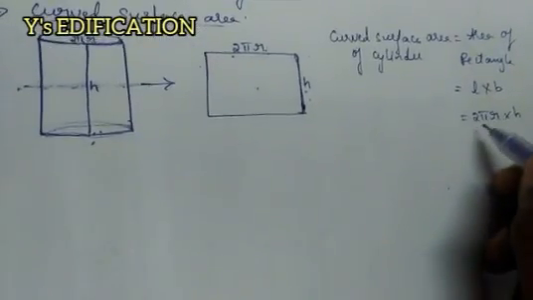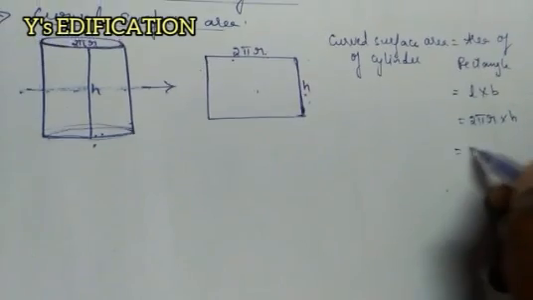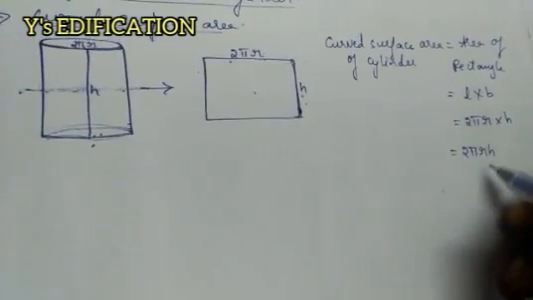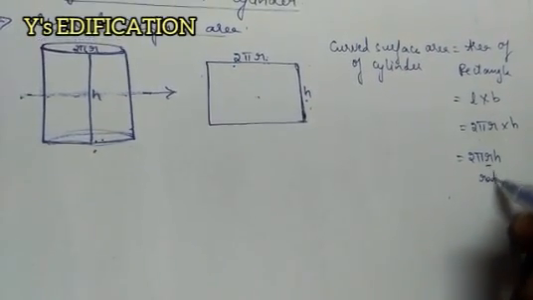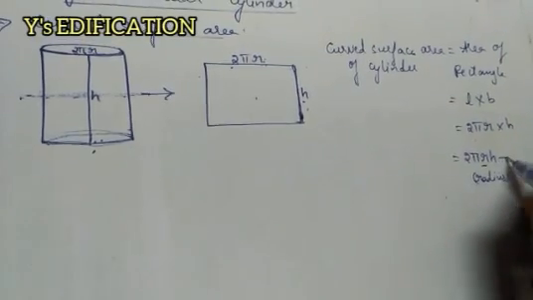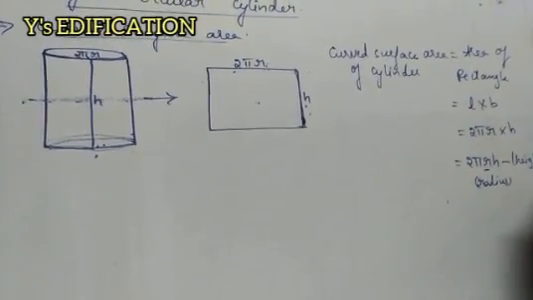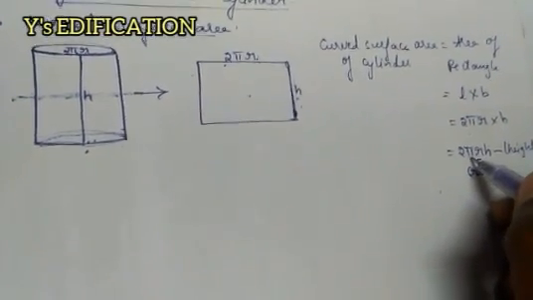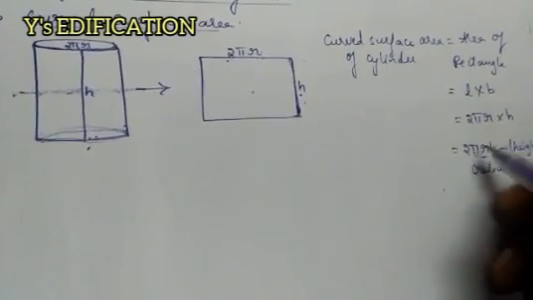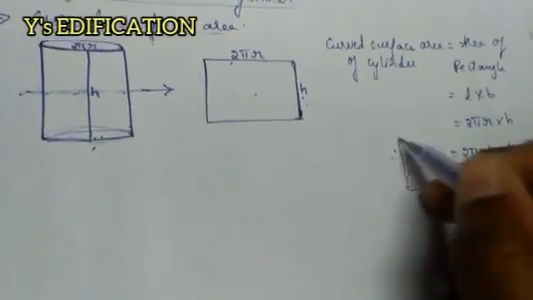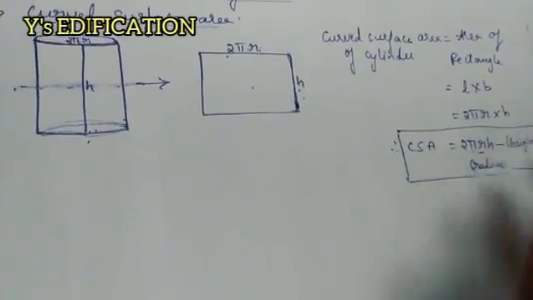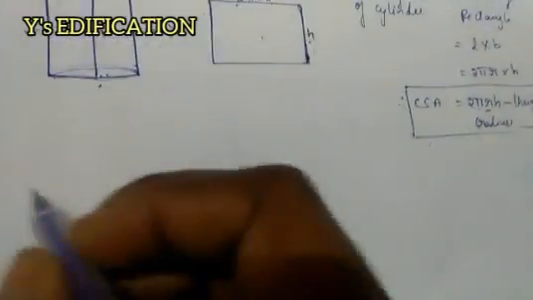So when we multiply L into B, what do we get? 2 pi r h. Here r is the radius and h is the height. And we all know this pi value is 22 by 7 or 3.14. So this is the curved surface area of a cylinder, 2 pi r h.